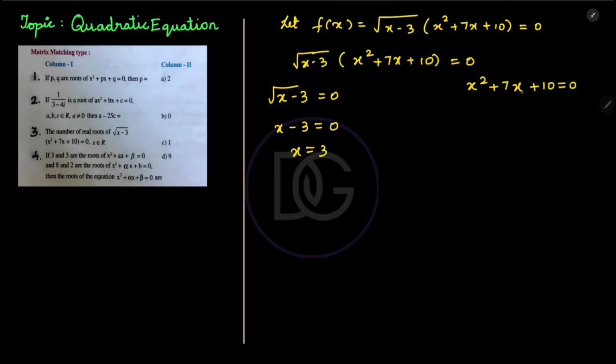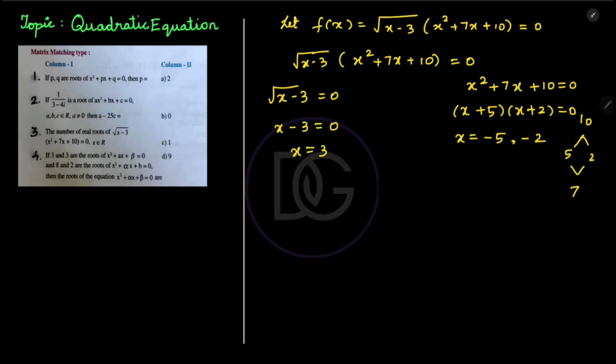Likewise, x square plus 7x plus 10 equal to 0. We just split this by the factorization method. The product value is 10 and the sum value is 7. So 5 twos are 10, and while adding 5 and 2, we can get 7. So (x plus 5) into (x plus 2) equal to 0. So finally the x value is minus 5 comma minus 2.